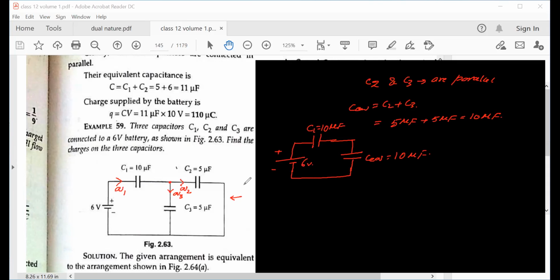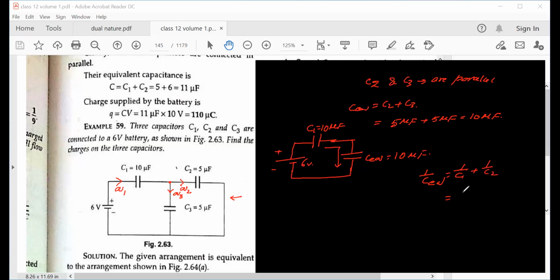Suppose on the exams, apart from your MCQs, you have to solve like this. Then only you'll get the marks. Okay, now you have to see that on the equivalent circuit, find out. If you see, these two are in series connection. C1 and C equivalent both are in series connection. For series connection, the formula is 1 by C equivalent is equal to 1 by C1 plus 1 by C2.